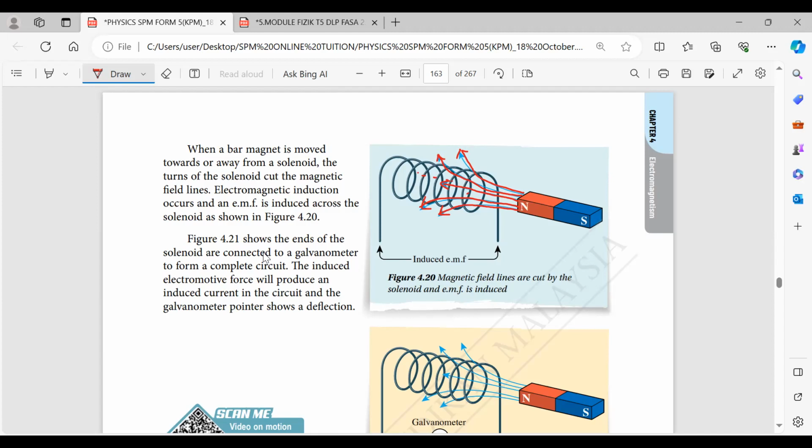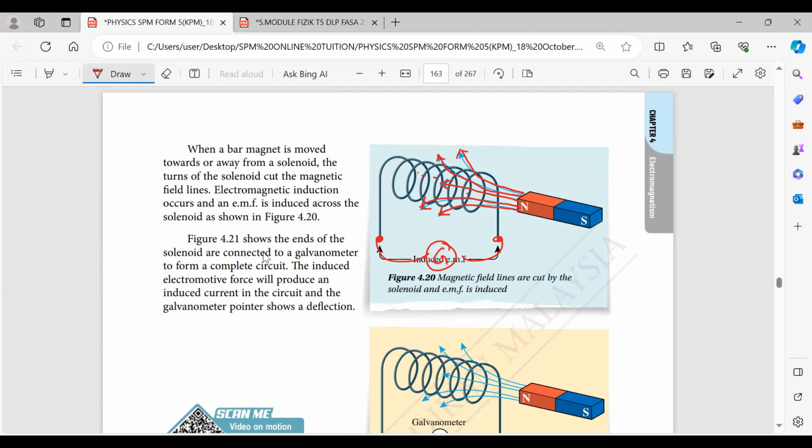According to Faraday's law, the moment magnetic field lines are being cut, there is a change in the flux, and EMF has to be induced. So there will be an EMF induced between the two ends. If this is part of a complete circuit, say I connect a galvanometer here, then I will have electricity. So magnetic field lines are cut by the solenoid and EMF is induced.